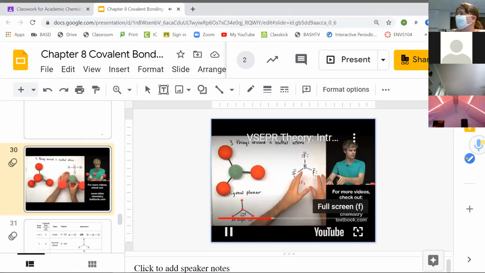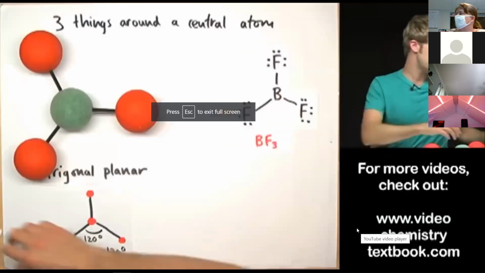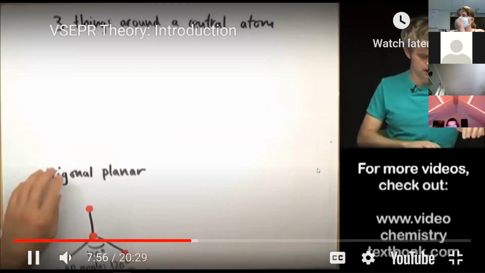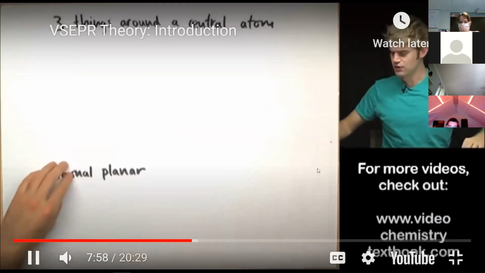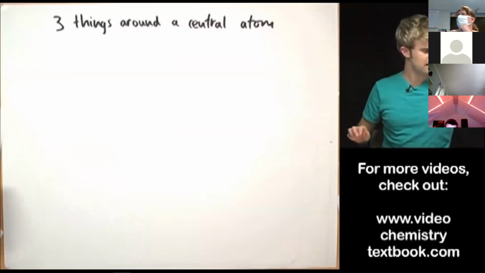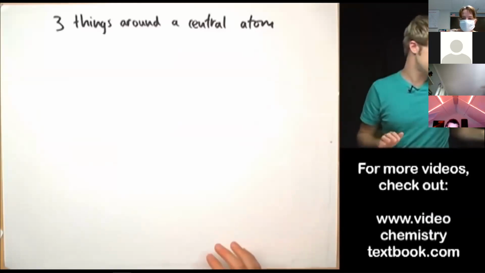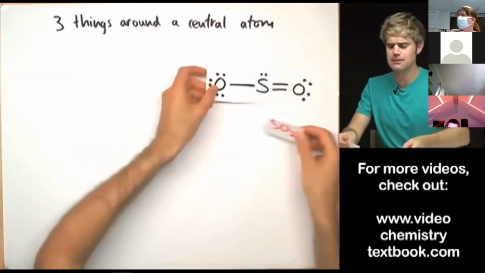That is what BF3 would look like in 3 dimensions. Now, just as before, there are some molecules that have 3 things around them. But these 3 things are not all bonds. Here's an example of this.